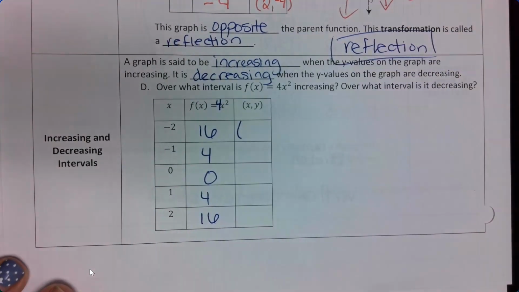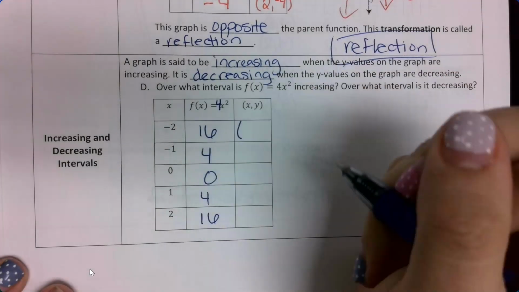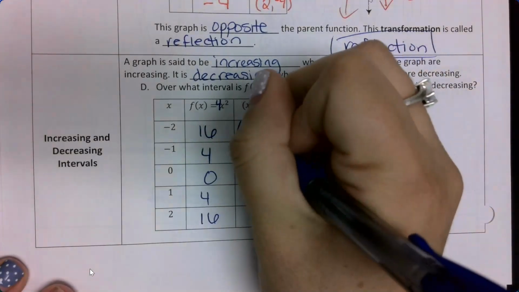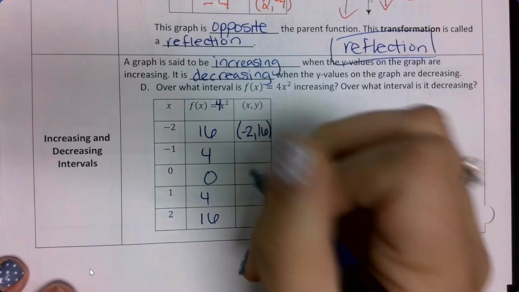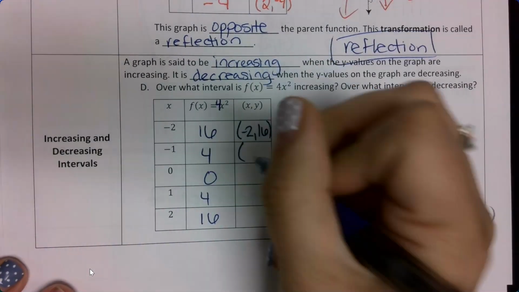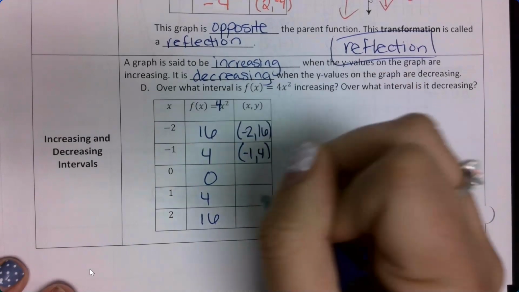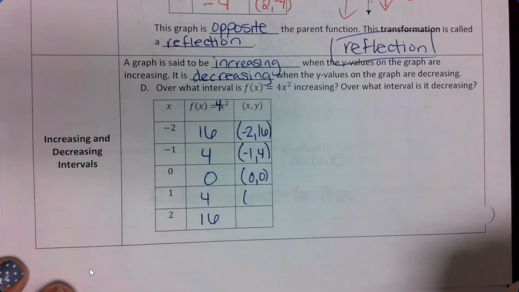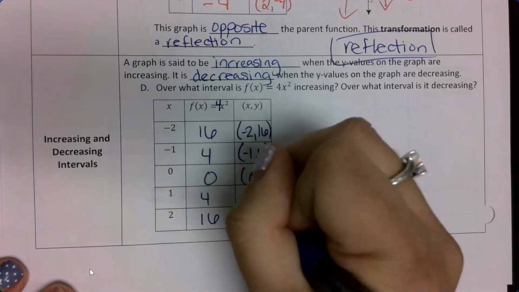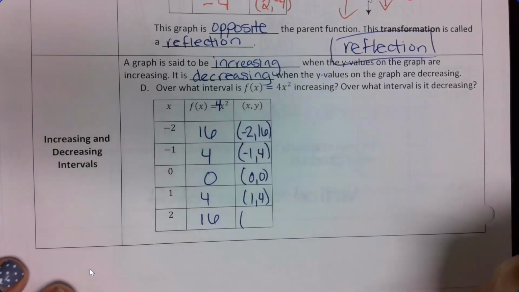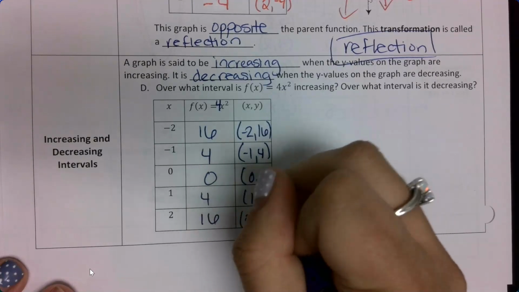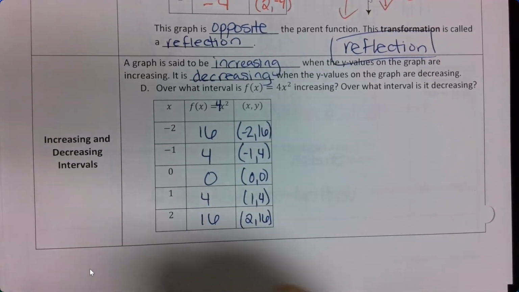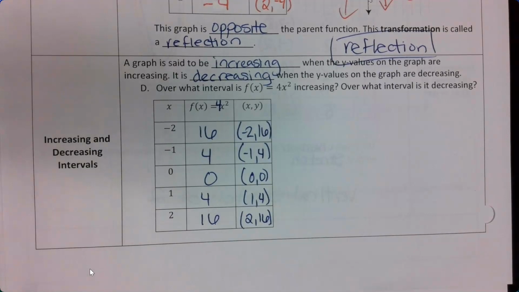So what is my coordinate point here? And my next one, my next one, my next one, and my last one. Okay, so what I want to do here is I want to compare my y values on this.